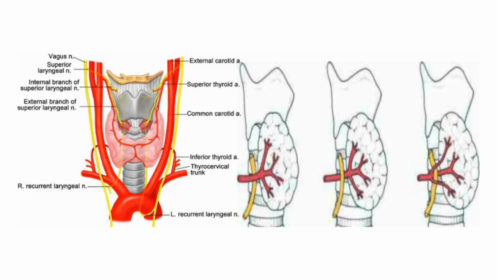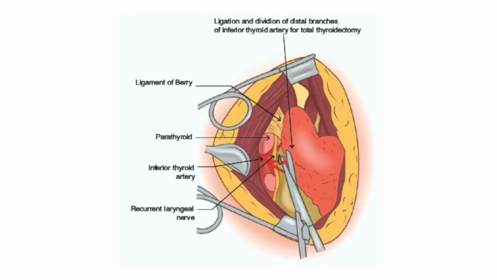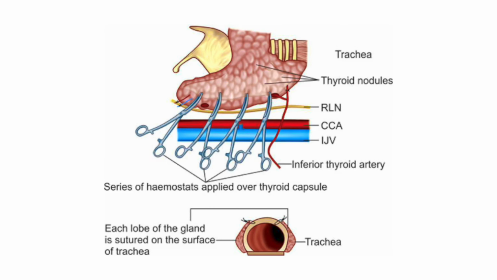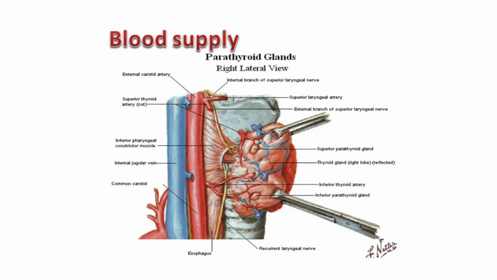Checking out all the variations in the relation of recurrent laryngeal nerve with the terminal branches of the inferior thyroidal artery. So after identifying the recurrent laryngeal nerve, these branches from the inferior thyroidal artery nearer to the lobe are ligated, making sure that you maintain the blood supply of the parathyroid glands. So the blood supply to the parathyroid glands has to be taken care of.